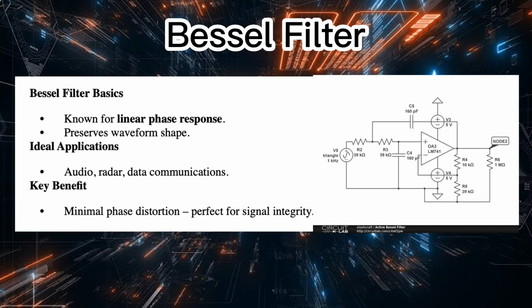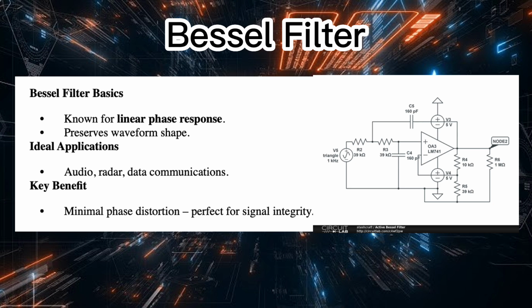Now, let's talk about another important filter type, the Bessel filter. If you are working on applications where signal timing and waveform shape are crucial, the Bessel filter could be a go-to solution. The Bessel filter is known for its linear phase response in the passband. This linearity means it can handle signals with minimal phase distortion, keeping the shape of waveforms intact even as it filters out unwanted frequencies. This quality makes it ideal for applications like audio processing, radar, and data communications where preserving the original signal shape is crucial.